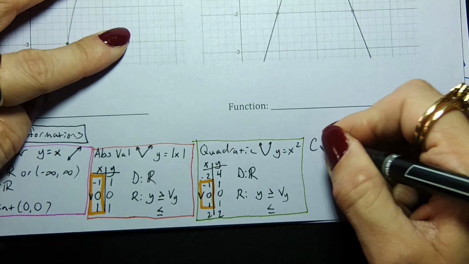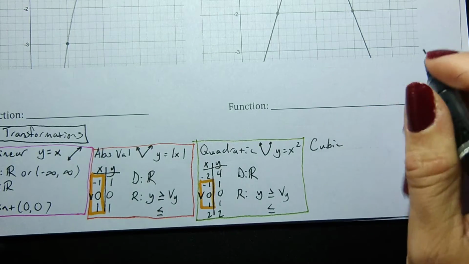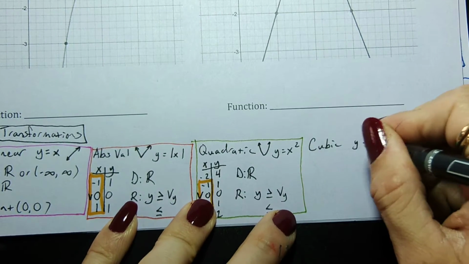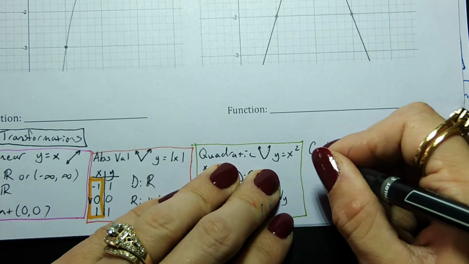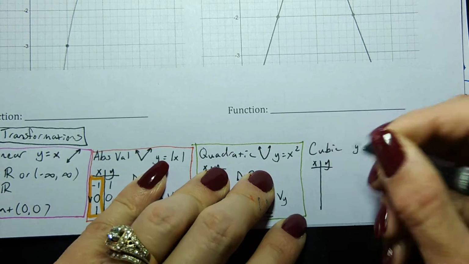Our next parent function is the cubic. Now, if you're looking at that cubic equation going, oh, I know it's a weird little squiggle, but I'm not sure which side it goes up on and which side it goes down on, the best way that you can figure it out is by generating the parent table.